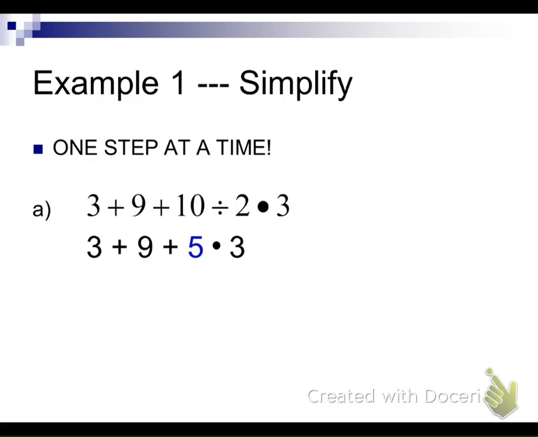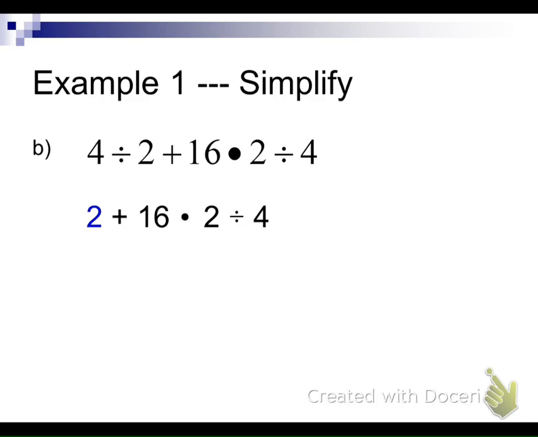So I'm going to do 10 divided by 2 to give me 5. Then I'll do the multiplication: 3 plus 9 plus 15. Now, with addition being the only operation left, we're going to work from left to right. 12 plus 15 gives me a final answer of 27.